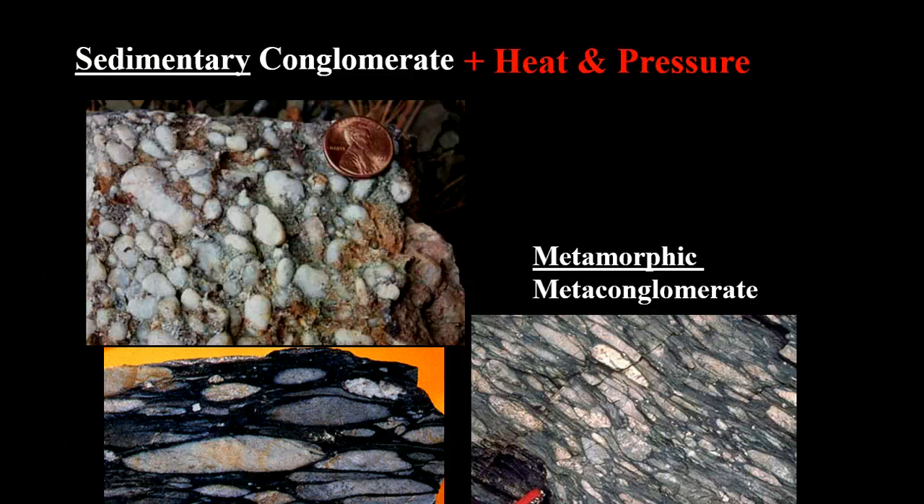Sedimentary conglomerate, which has the rounded particles that we looked at just the other day, when it's subjected to tremendous heat and pressure, becomes metamorphic metaconglomerate. And you can see actually the particles are still there. They've just flattened out, almost like a panini press. It just really flattened out the particles. It's pretty cool.